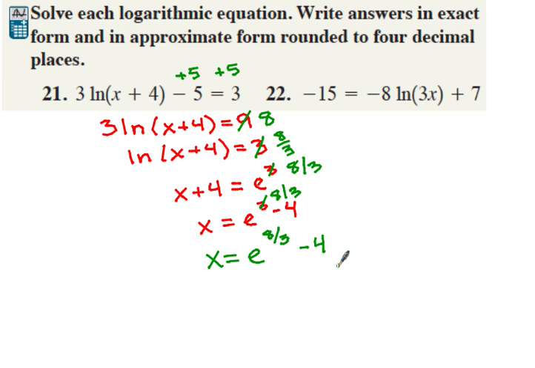e to the 8/3 minus 4, 10 point something. Out of the fourth decimal place, we'll get 391. The reason we want to go to 4 decimal places is when you start doing, especially with logarithm stuff, little changes make a huge difference.